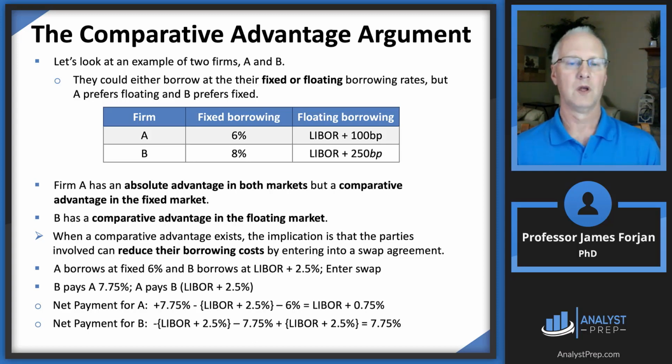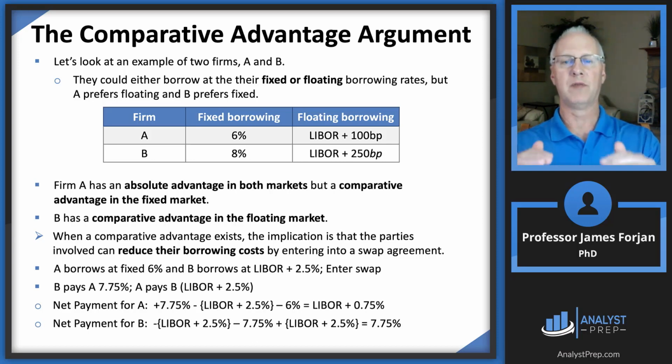Okay, so look down underneath the arrow and look at the second group of bullet points, right? So this is what's going to happen. Firm A is going to borrow at 6%. Firm B is going to borrow at LIBOR plus the 2.5%. All right, makes perfect sense. Both of them are financing their positive net present value projects. Then they're going to enter a swap. Now what's going to happen is that B is going to agree to pay A a fixed rate of 7.75%.